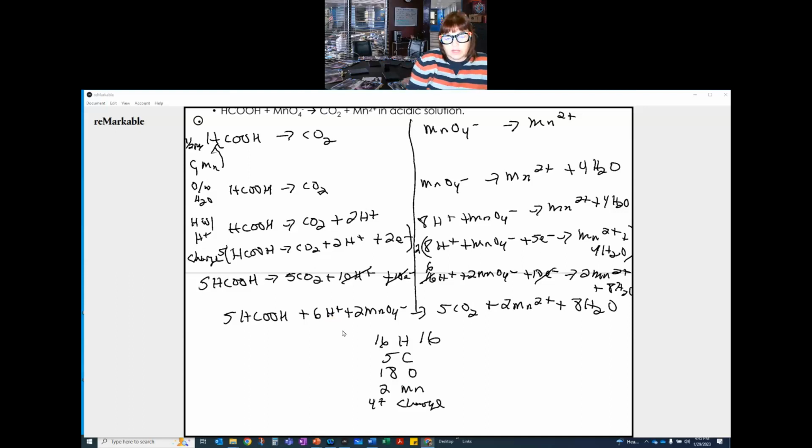Okay. We look at our products. We have 5 carbons. Cool, that matches. I have 5 times 2 is 10 oxygen plus 8 from the water. That gives me 18 oxygen. I have 2 Mn. If I look at my charge, the only charge I have is from this Mn2+. There are 2 of them, so that means my charge is 4+. Everybody's balanced. Everybody's happy. Cool.